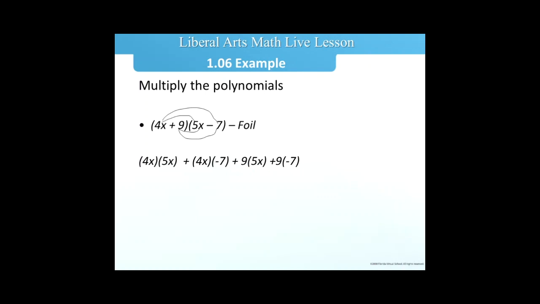Multiply the numbers, add the powers on the variables. So we have 4x times 5x. Both of these are x to the first, so 20x squared. Do not forget that squared. A lot of students just leave that as 20x.